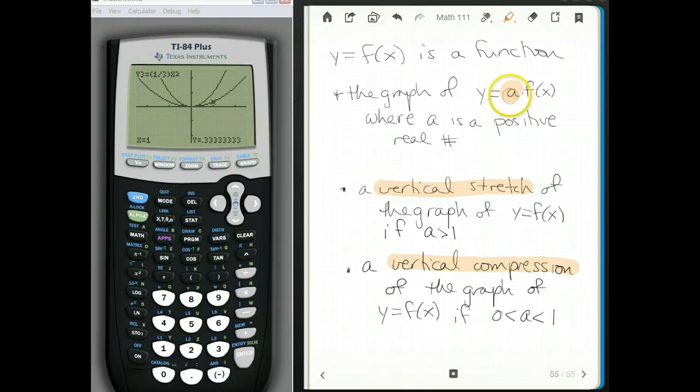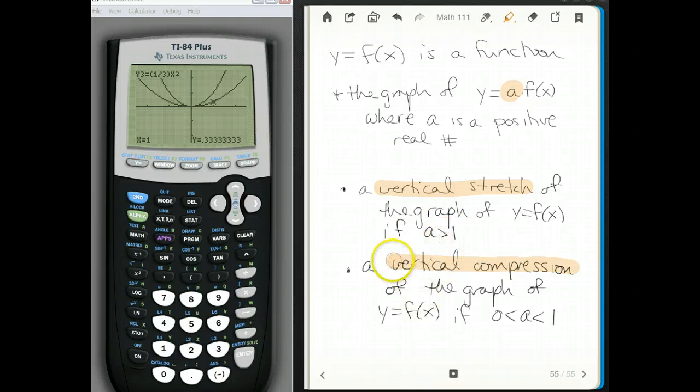If we multiply by some kind of number, like in the previous example where we multiplied by 3 or 1/3, then what we're actually performing is either a vertical stretch or a vertical compression. The kind of change we experience depends upon what kind of a it is. Notice in our example, when a was 3, when it was 3x squared, we experienced a vertical stretch. All of our y values were tripled. The graph got stretched vertically up, pulled up, all those y values moved vertically away. So we see a vertical stretch of the graph of y equals f of x if a is something bigger than 1.